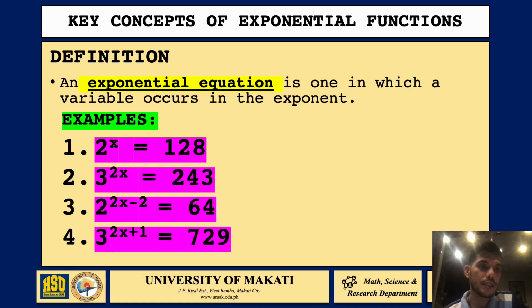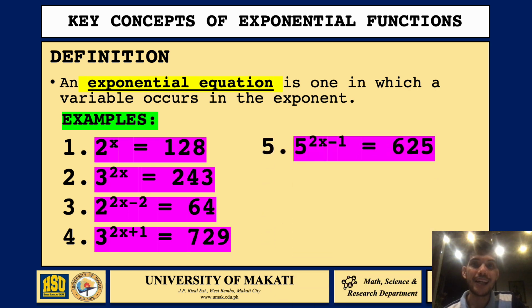Another example is 3 raised to 2x plus 1 is equal to 729. As you can see, this is an exponential equation because a variable occurs in the exponent; the exponent is 2x plus 1, which contains a variable. Another example is 5 raised to 2x minus 1 is equal to 625. As you can see, the exponent here contains a variable, which is 2x minus 1.